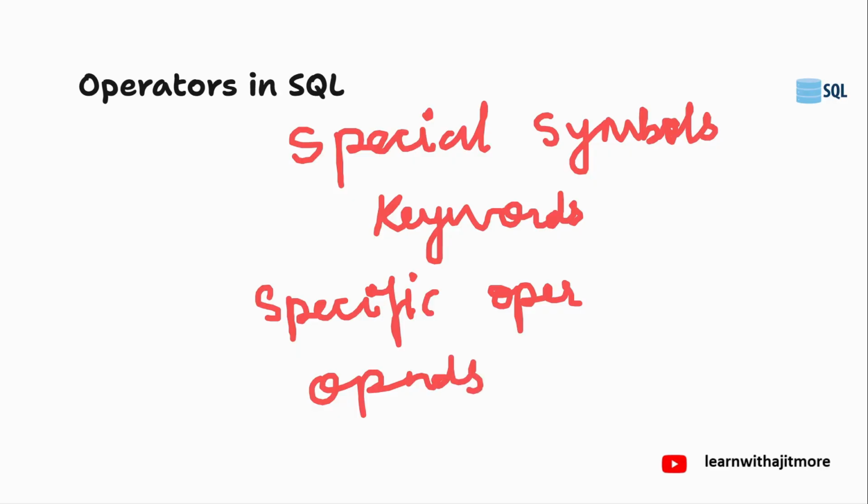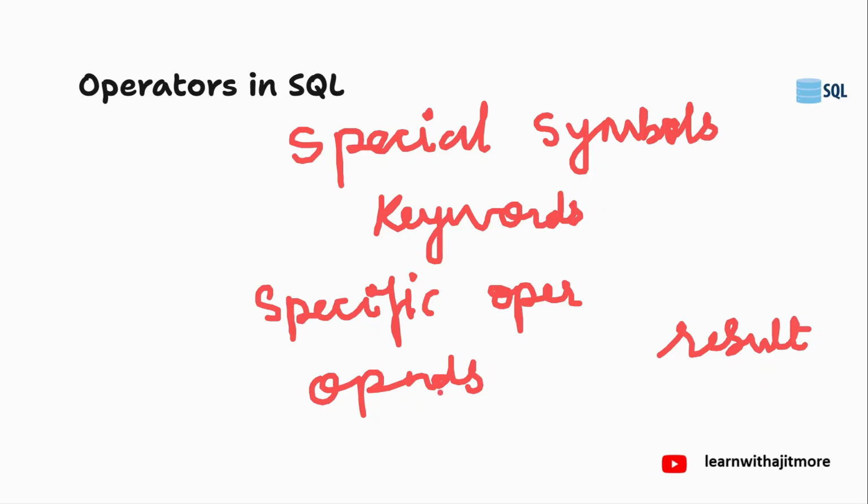Operators work on operands and return a single value as a result. The result is always a single value. So what are operators? Operators are special symbols or keywords. They perform some specific operation on operands, and after doing that operation, they return a single value as the result.